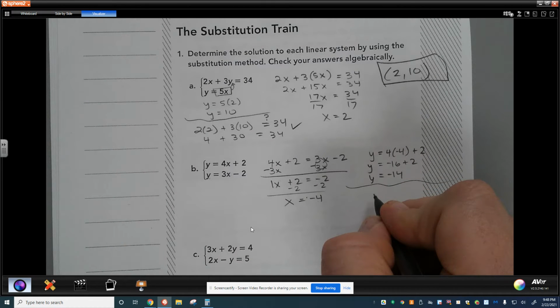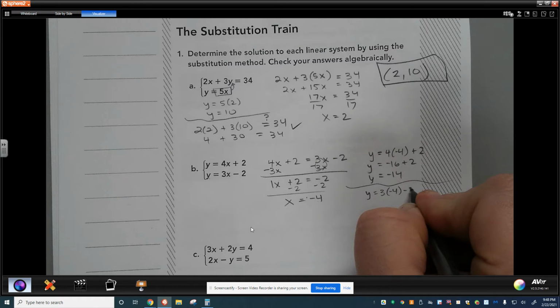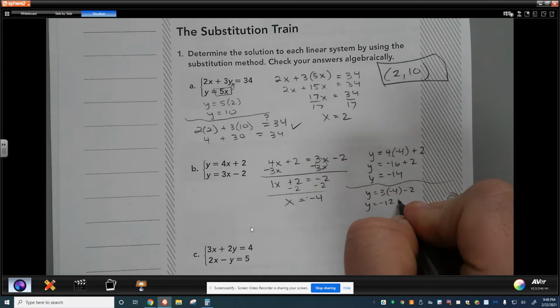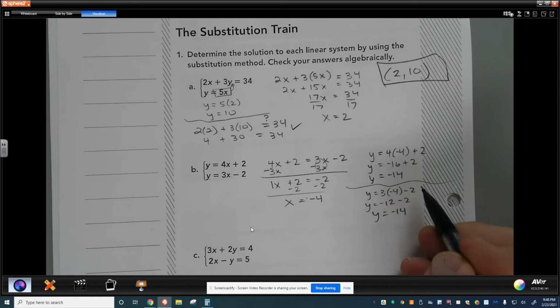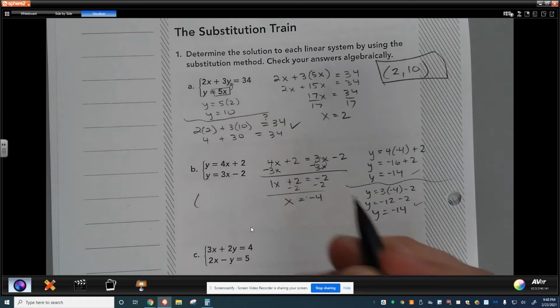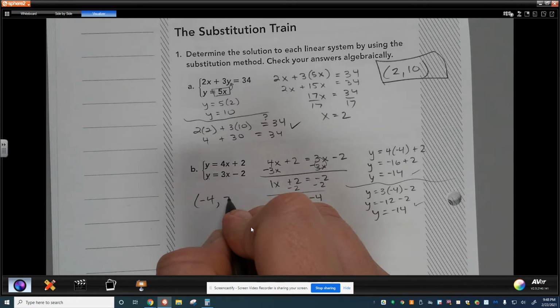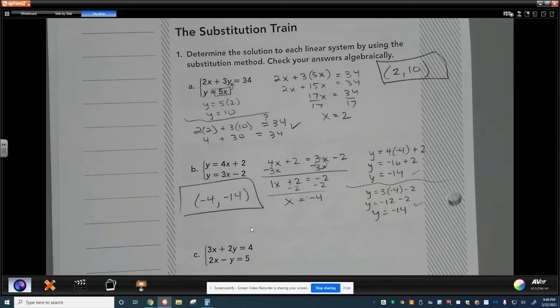The second one, y is equal to 3 times negative 4 minus 2 is y equals negative 12 minus 2, which also equals y is negative 14. I see that they're the exact same. So that tells me that my solution here is, when x is negative 4, y is negative 14 for both, and I know my solution is true.